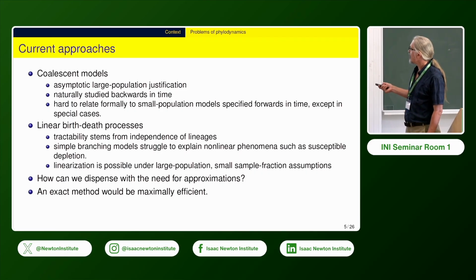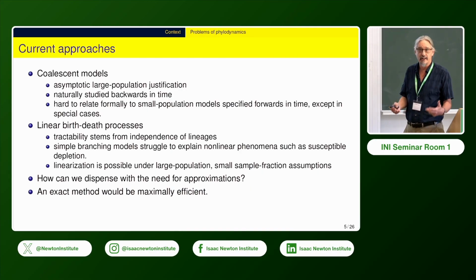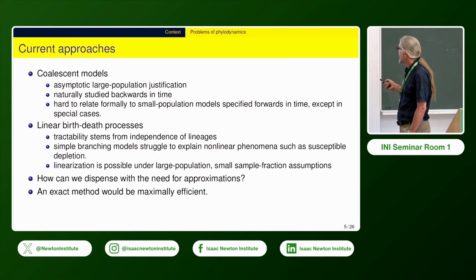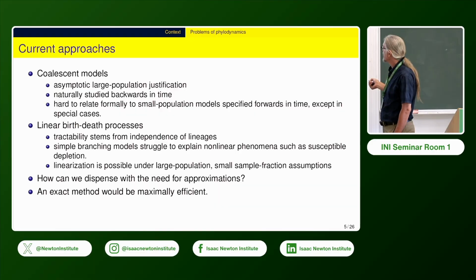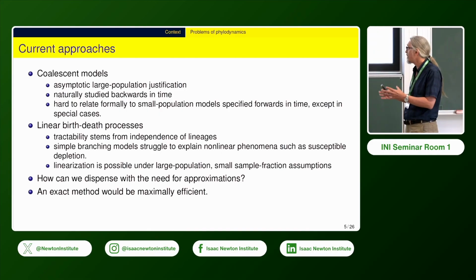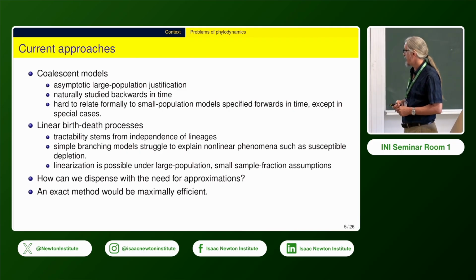But the problem here is that there are definitely important nonlinearities in disease transmission, and so simple branching models like this struggle to explain nonlinear phenomena such as susceptible depletion. Although linearization is always possible, the small sample fraction assumptions that it requires make these models less valuable than you would like in certain scenarios, for example, at the outset of an epidemic.